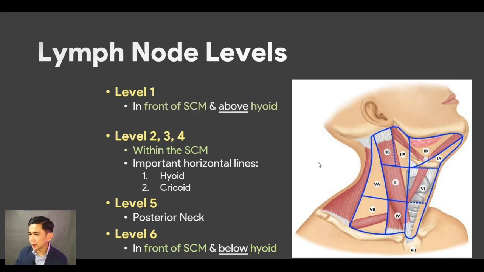Then level 1 is above the hyoid. Okay? In front of the SCM and above the hyoid, and in front of the digastric muscles. We already discussed digastric muscles earlier. So this is the digastric muscle. It's a suprahyoid muscle, and it has an anterior belly and posterior belly. Anything in front of any digastric muscle is level 1. Okay, so 1, 2, 3, 4, 5, and 6. So that's how we report lymph node levels.